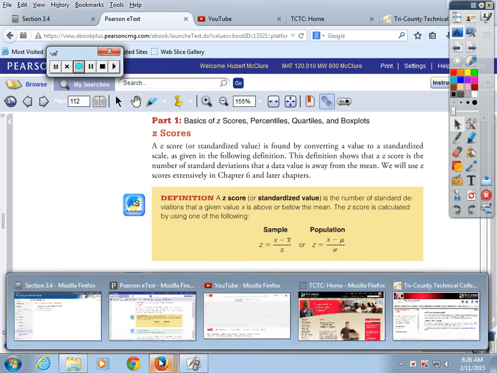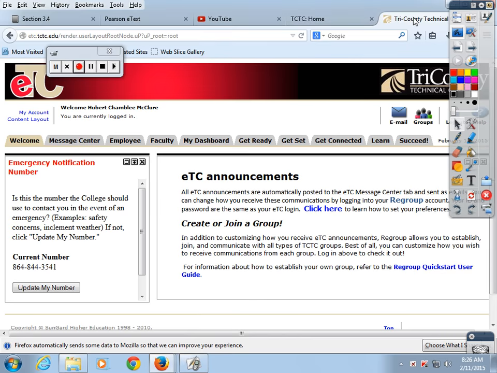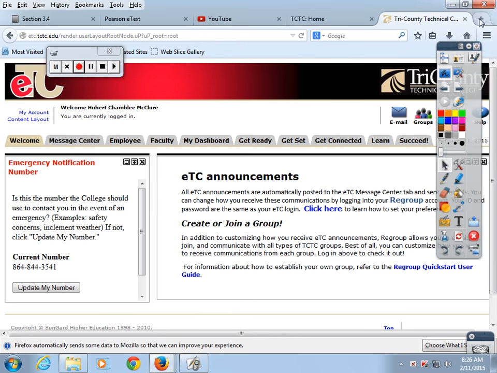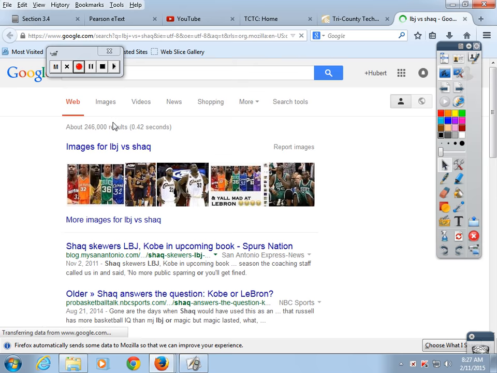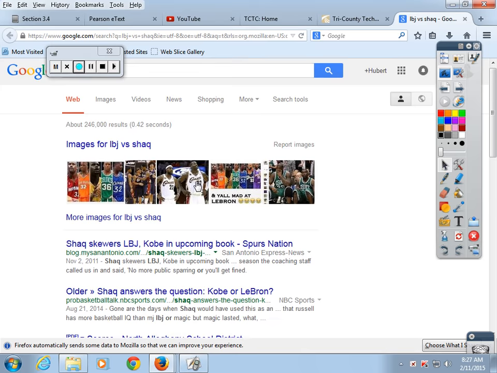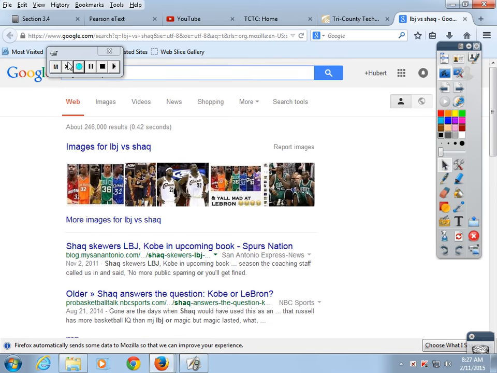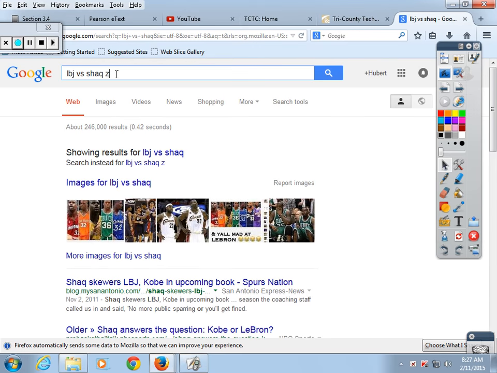So I'll go to my handy dandy Google doohickey, and we'll just type in LBJ versus Shaq. See if I can pull it up that way. Z-score. Let me do Z-score. I think we're talking about a basketball game. LBJ versus Shaq. Z-score.